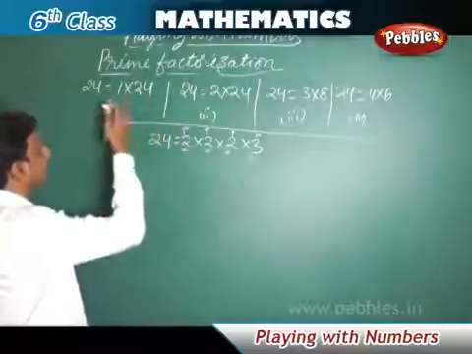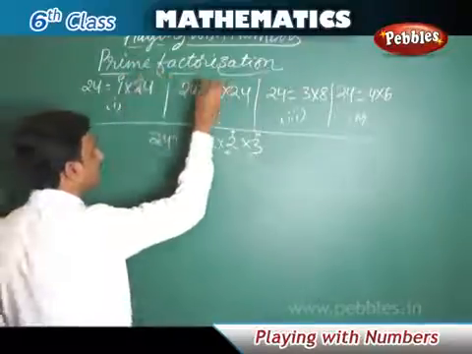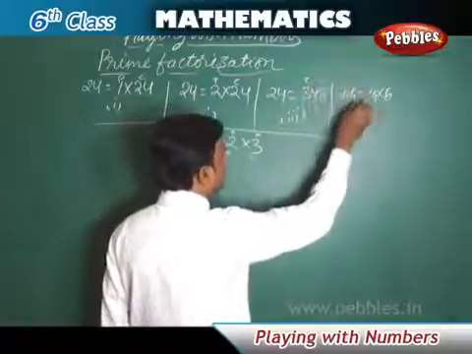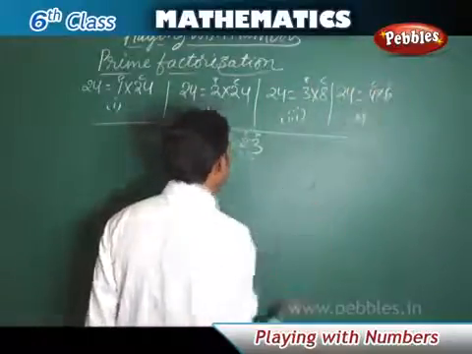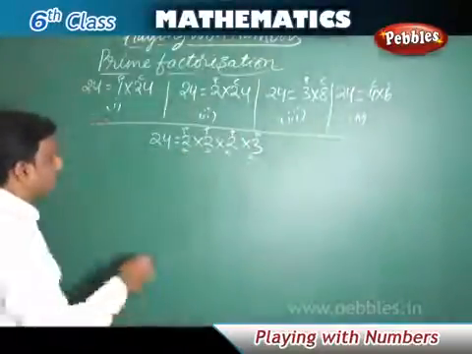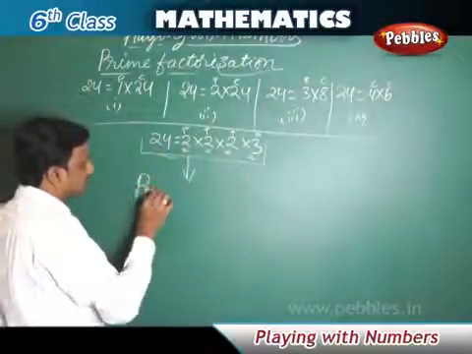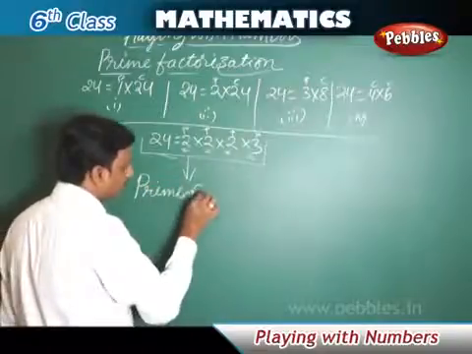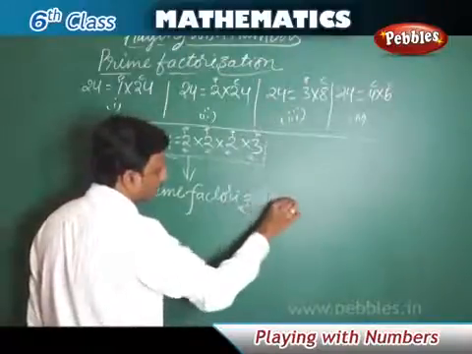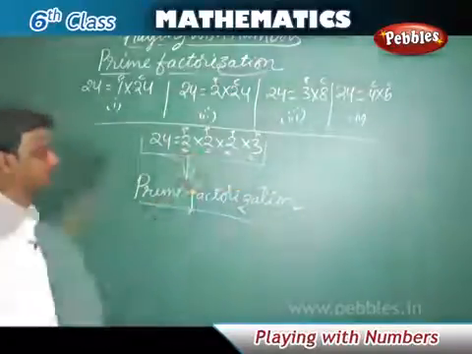Whereas in other cases, some are prime and some are composite. So this is a prime number, this is a composite. This is a prime number, this is a composite. This is a prime number and this is a composite. And this is a composite and this is a composite. But here, if you see, all the factors are prime numbers. So this kind of factorization is called prime factorization.